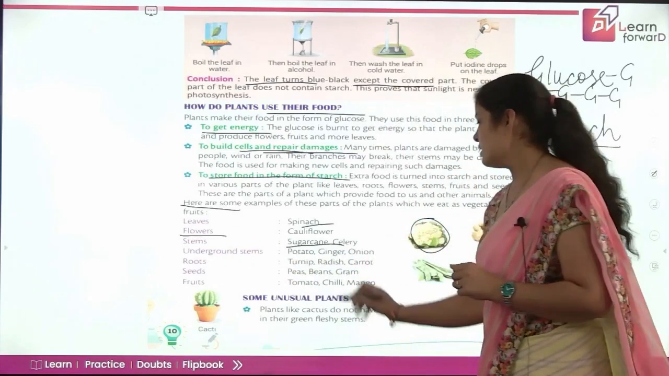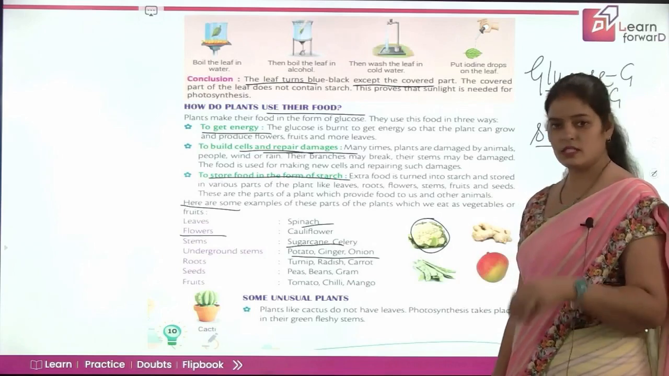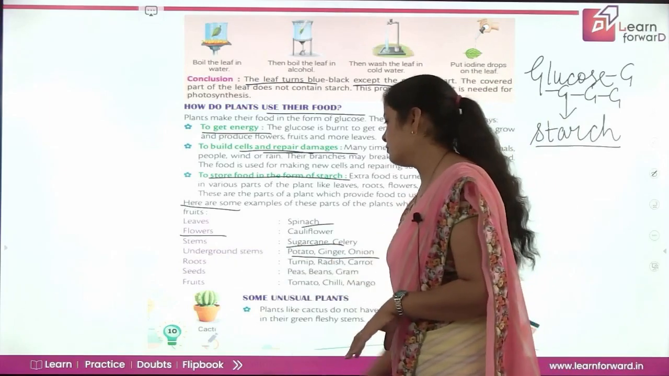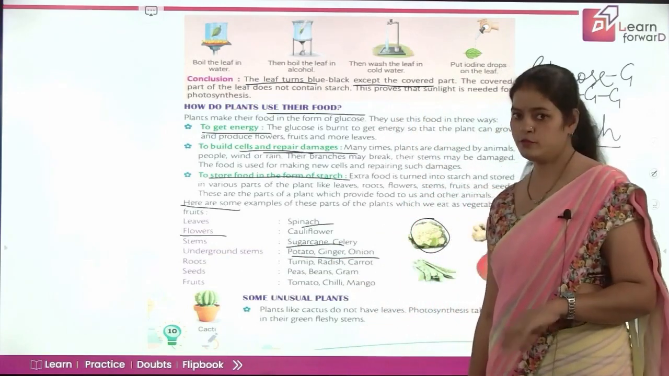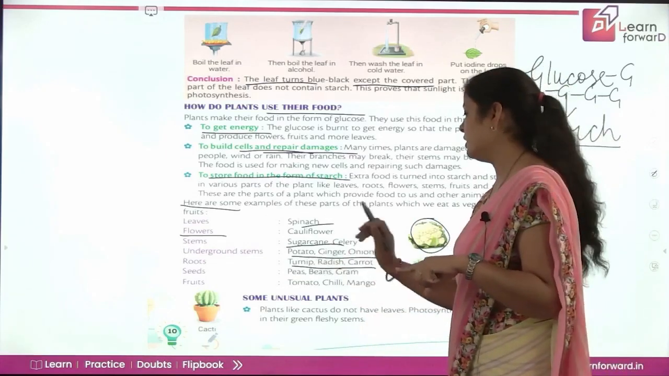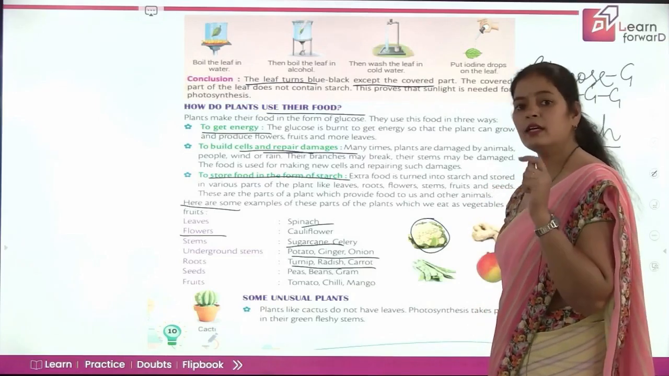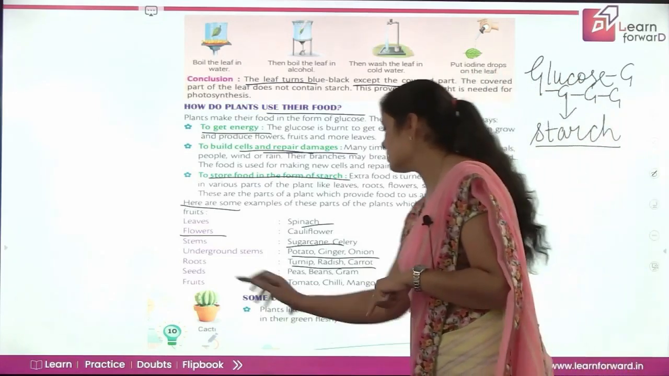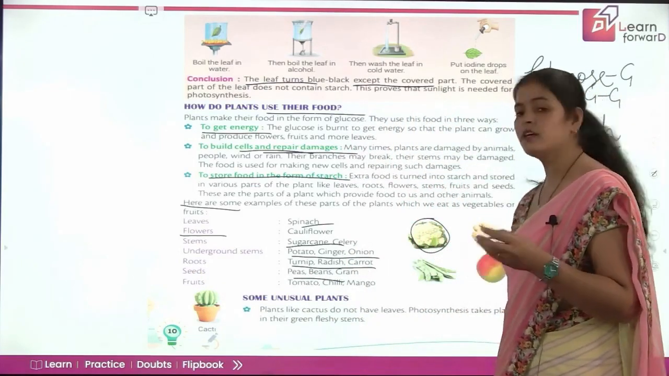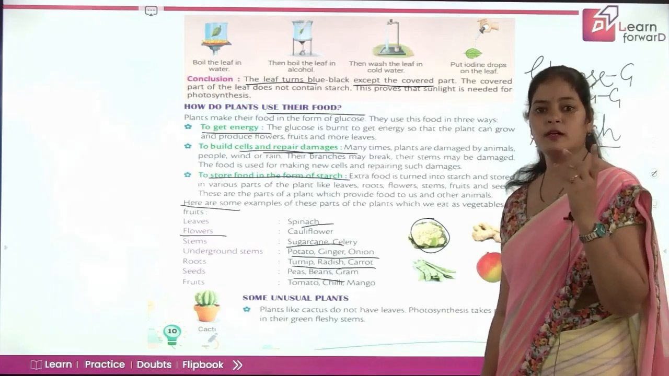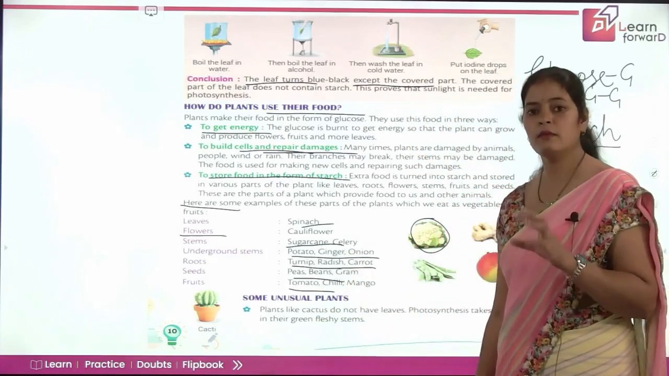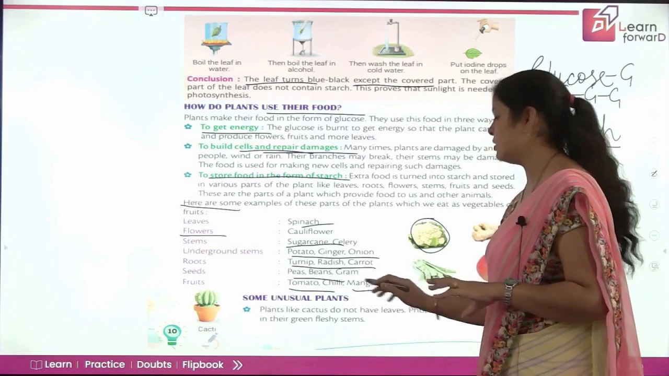Underground stems: potato, ginger and onion. These are underground but they are not roots. They are stem parts of the plant, and these are used as food. Roots: turnip, radish and carrot. These are taproots. In previous classes we have covered fibrous and taproot. So turnip, radish and carrot are edible taproots. Now next is seeds. Seeds of peas, beans, gram, groundnut and mustard are edible. Next is fruit. Tomato is a fruit, though we call it a vegetable. Tomato, chili and mango are all fruit parts of the plant.